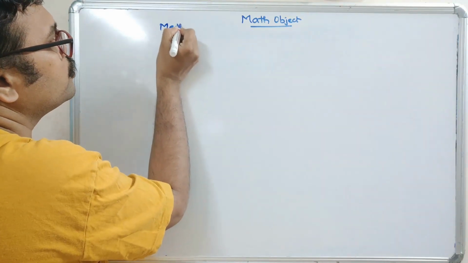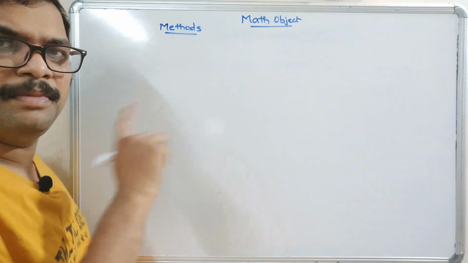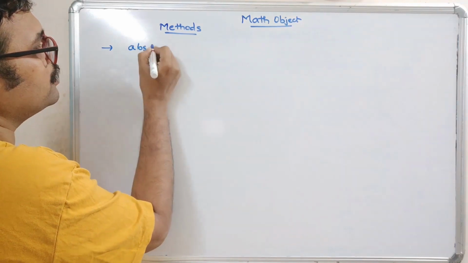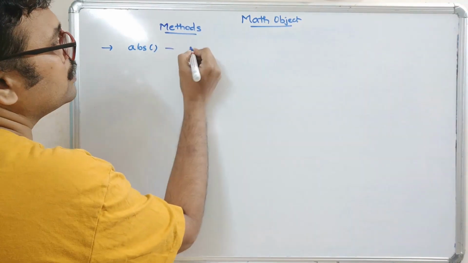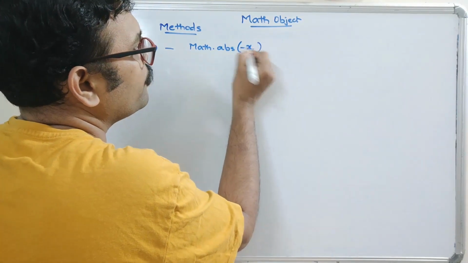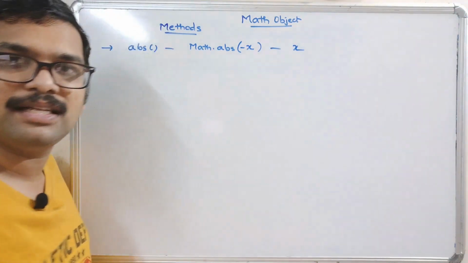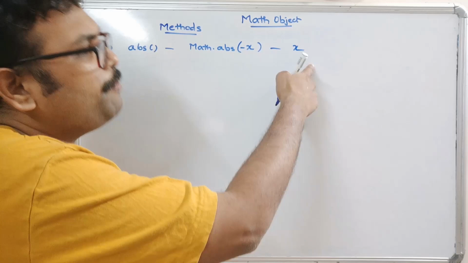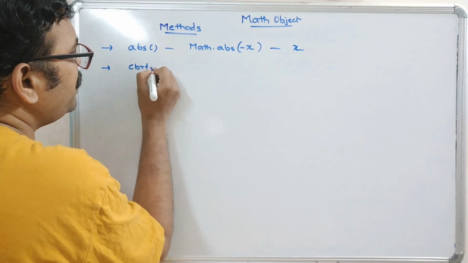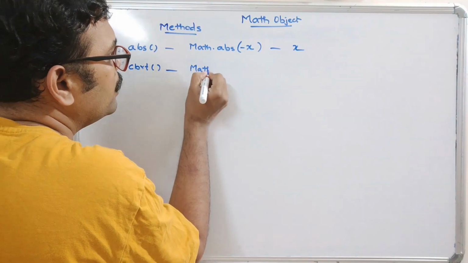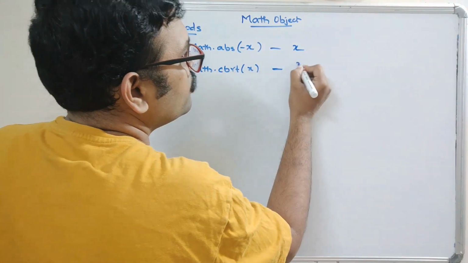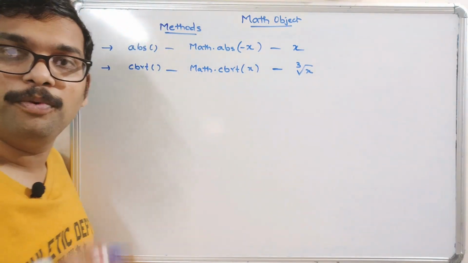Now we'll see the methods. What are the methods available? We'll see the methods and I will execute them in the system. First one is absolute. The syntax is Math.abs of some x. If you give minus x, we will get x as a result. If you give a negative value, we will get the positive value. And the second one is cbrt. For that also we have to call Math.cbrt of x. This gives the cube root of x.